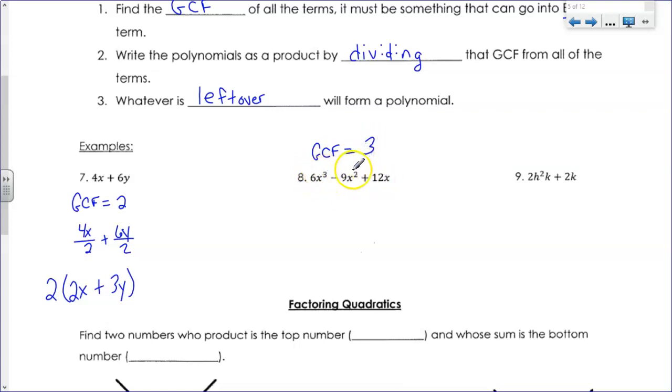3. This has an x, this has an x, this has an x. So an x can come out. 3, 2, or 1, so 1's the smallest. All right, so we're going to rewrite it here, and we're going to divide by 3x. Now this will get easier as you get used to it. You will not write this step. You will do it in your head.